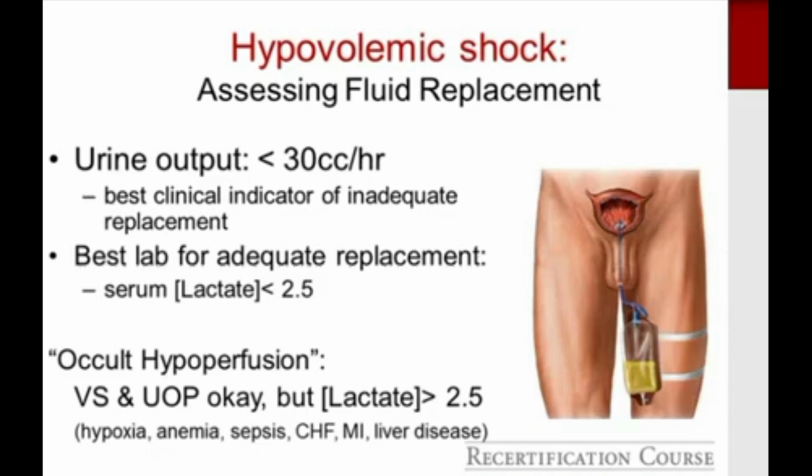The best lab for inadequate replacement is serum lactate. So serum lactate will be formed in anaerobic metabolism. If you have elevated serum lactate of over 2.5, that's typically inadequate replacement. So you want to get the serum lactate under 2.5. Occult hypoperfusion may occur when the vital signs and urine output are okay, but the lactate is still elevated. So it's important to recognize that lactate is an important lab to determine fluid replacement.